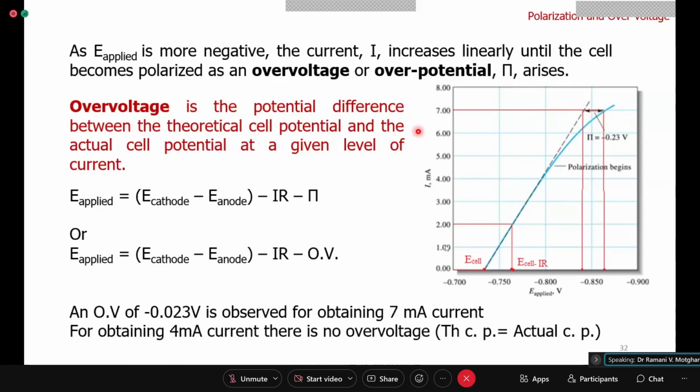Now in this case, what is your decomposition potential? You can say your decomposition potential is this value beyond which you are getting the constant, linear current. So for 7 milliampere current, the theoretical potential is minus 0.844 volt and the actual potential is minus 0.867 volt. So the difference of the theoretical and actual potential will give you the value of over potential.